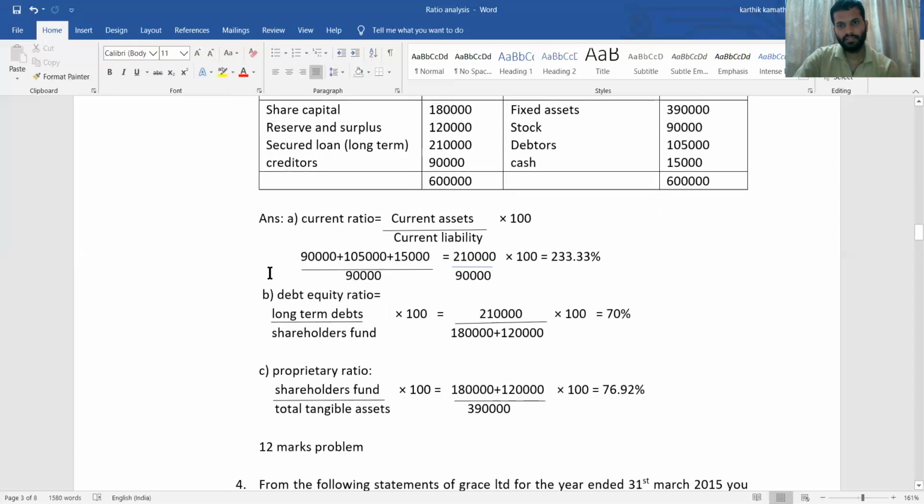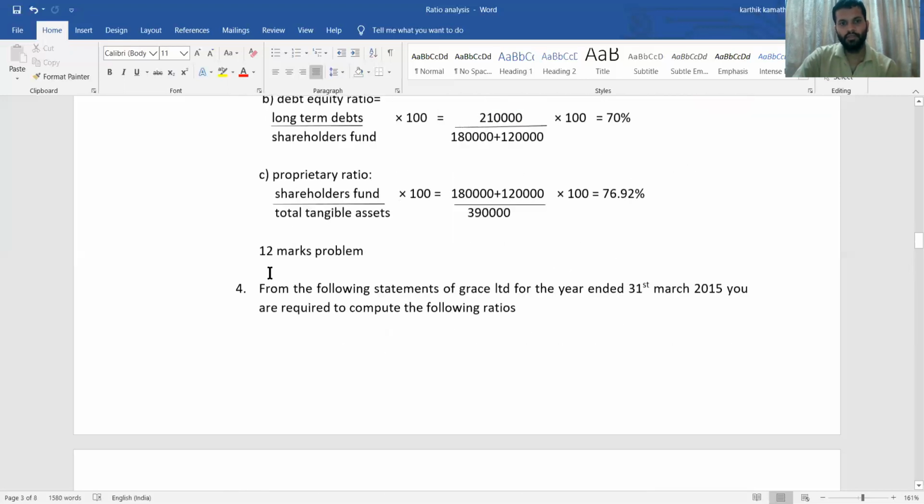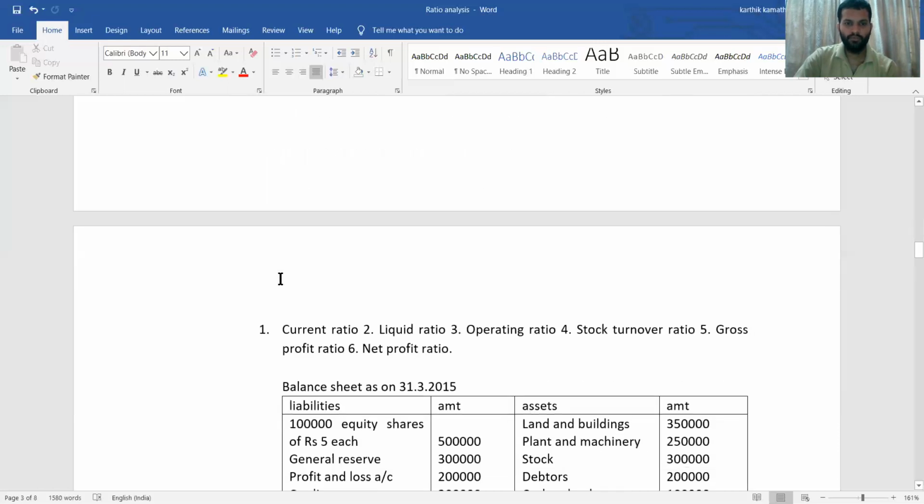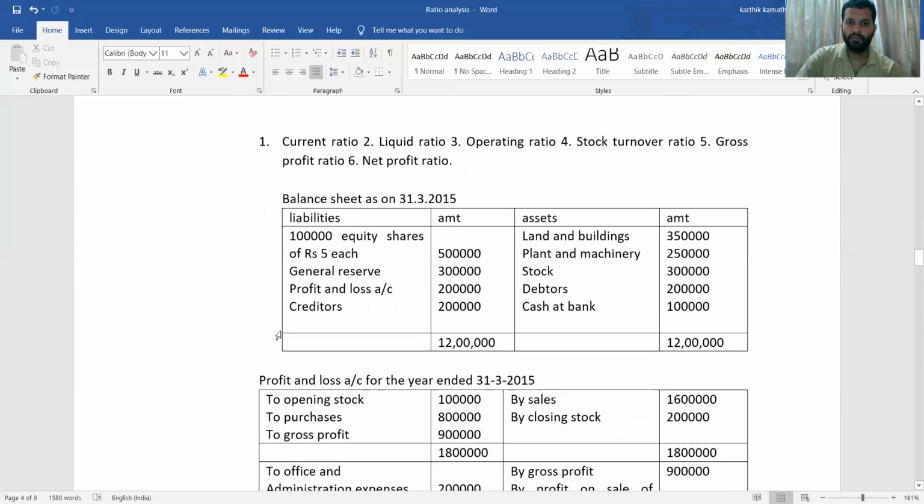So this is of 6 mark problem. Now we are going to discuss about 12 marks problem. From the following statements of Grace Limited for the year ended 31st March 2015, you are required to compute the following ratio. So five ratios you are going to calculate. First one is current ratio, then liquid ratio, then operating ratio, then stock turnover ratio, then gross profit ratio, and lastly net profit ratio. In this problem, they have given balance sheet as well as profit and loss account.